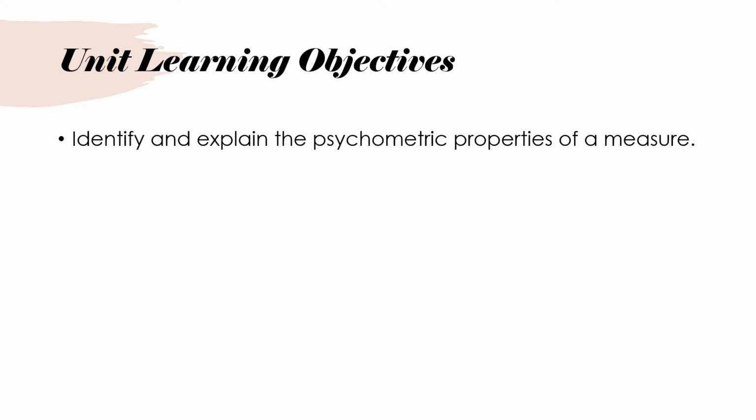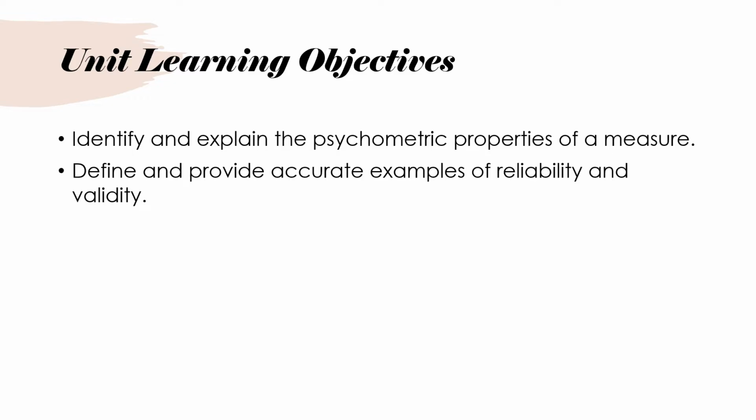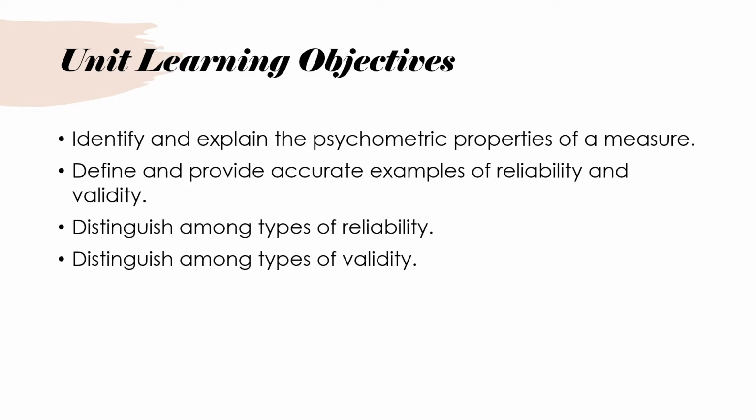So our unit learning objectives for this unit include the following. I want you to be able to identify and explain the psychometric properties of a measure. I want you to be able to define and provide accurate examples of reliability and validity. I want you to be able to distinguish among the different types of reliability. I want you to be able to distinguish among different types of validity.